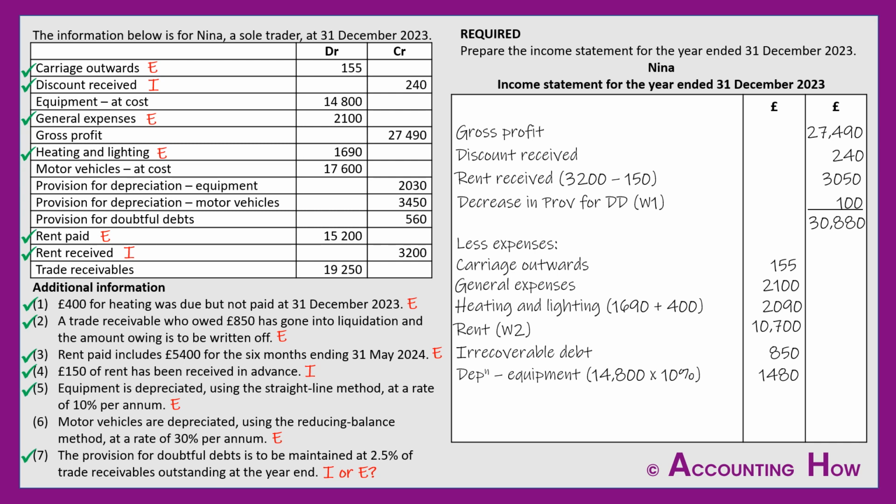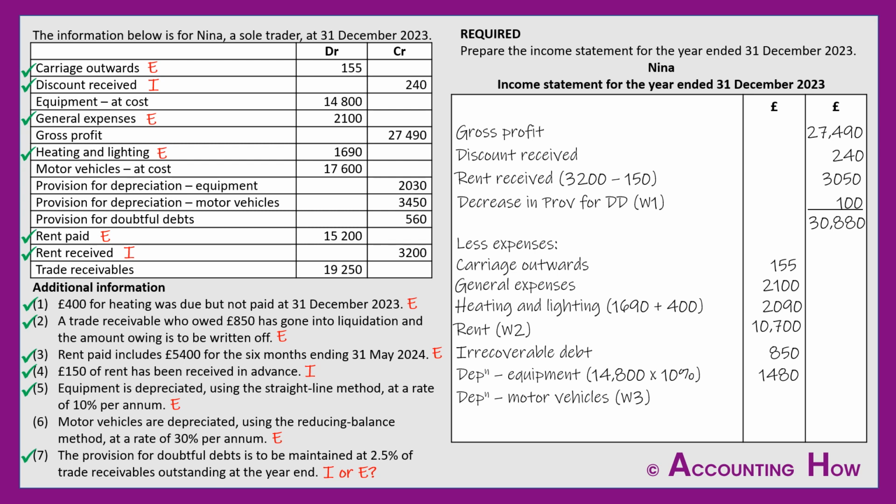And the final one then is the motor vehicles, and it says the motor vehicles are depreciated using the reducing balance method at a rate of 30% per annum. The reducing balance method is based on the net book value. So straight line is based on the cost of the asset. So like the equipment, we did 10% of the cost, but reducing balance is based on the net book value. So I'm going to need a bit of a working, I think here. I'm not going to be able to fit all this in brackets. So I'm going to have my narrative ready.